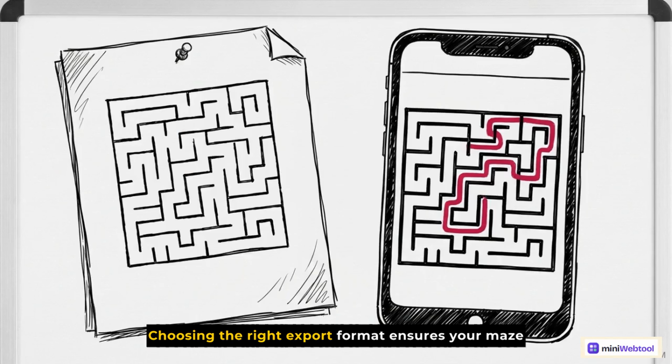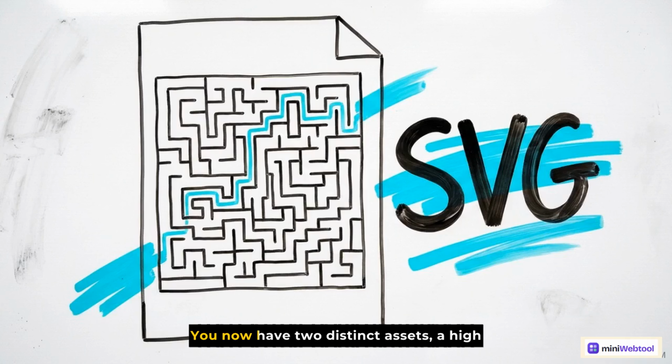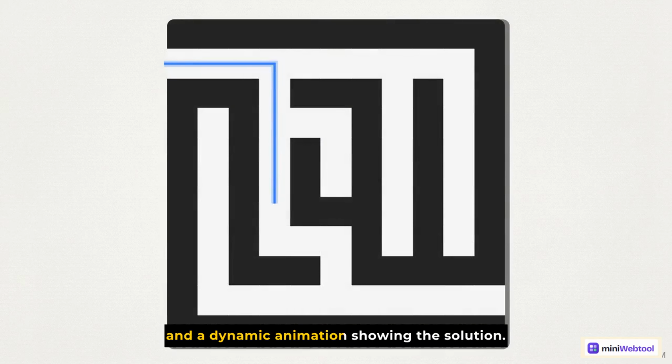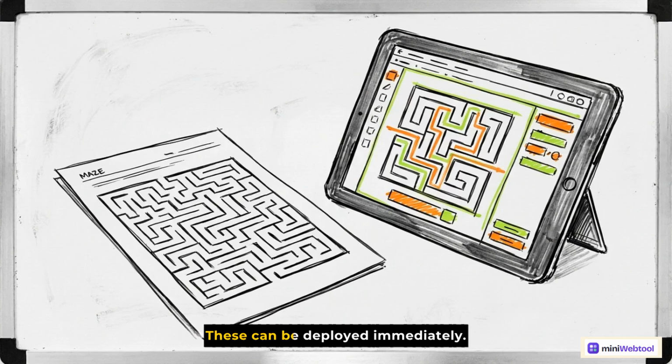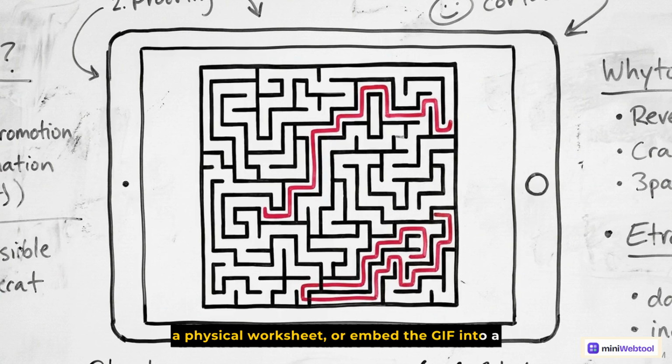Choosing the right export format ensures your maze remains legible, whether it's printed on a page or viewed on a screen. You now have two distinct assets: a high-resolution puzzle file for your audience to solve, and a dynamic animation showing the solution. These can be deployed immediately. You can insert the SVG into a document editor for a physical worksheet, or embed the GIF into a presentation to show the solution loop.